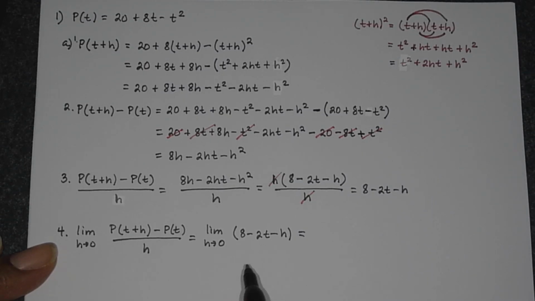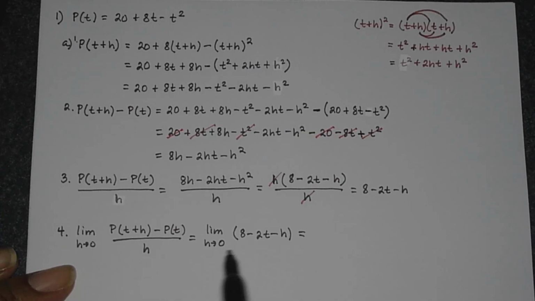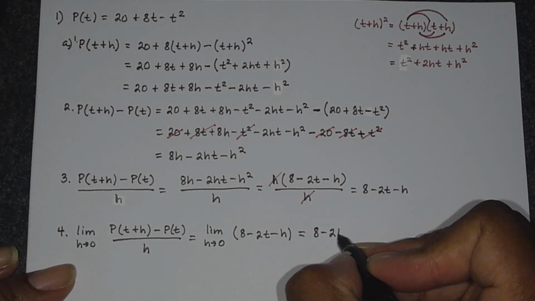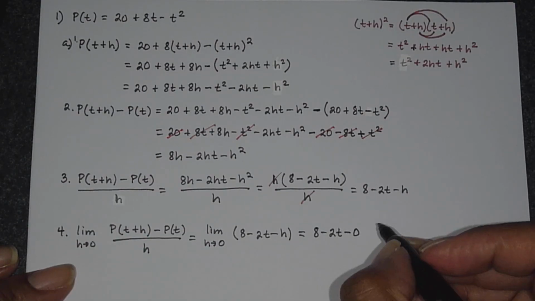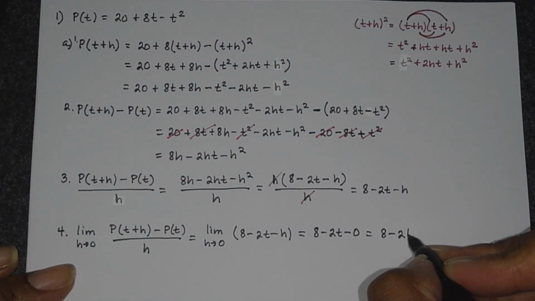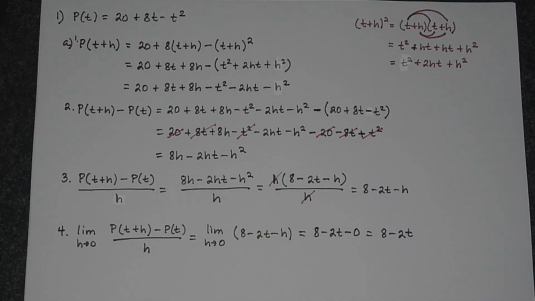All right. So now let's finish. Okay, let's finish this. H going to 0. H approaches 0. Well, this we can do direct substitution here. H will be replaced with 0. So you'll end up with 8 minus 2t. And that's all there is to it.